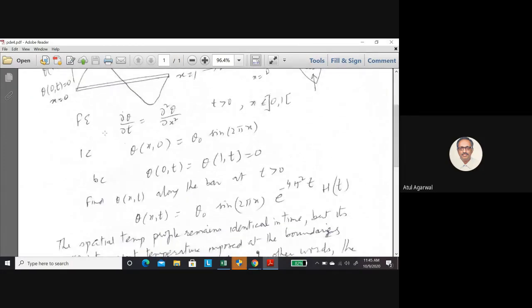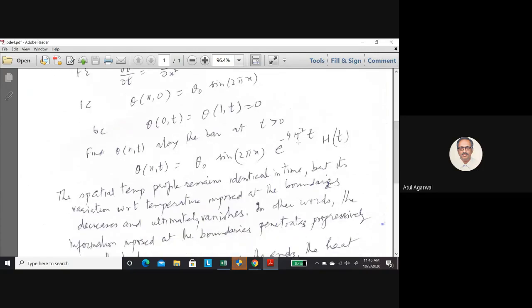This is a transient heat conduction equation. You are given the domain as 0 to 1. Your initial condition is this. Your boundary conditions are this. You need two boundary conditions because you have a second derivative in x. So you have to find theta along the bar at t greater than 0.